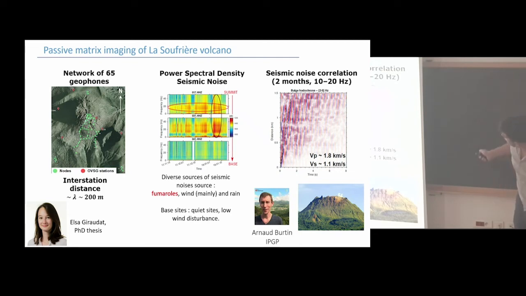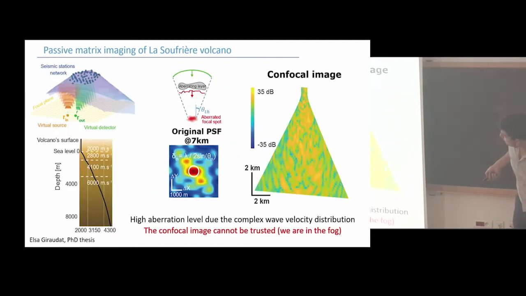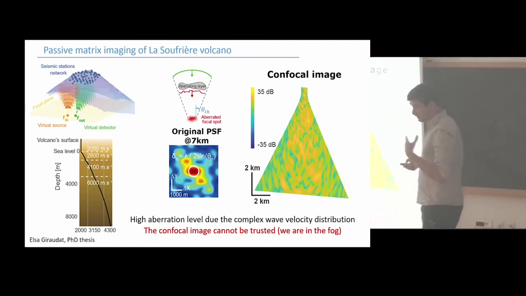Okay, you can perform the cross correlation, and you obtain cross correlation data that allow you to estimate the shear wave velocity and the P wave velocity at the surface, and they are very low because we are in a volcano, a very complex area. So we do exactly the same process, just to show you that the process is flexible. You can consider more complex seismic velocity models, okay?